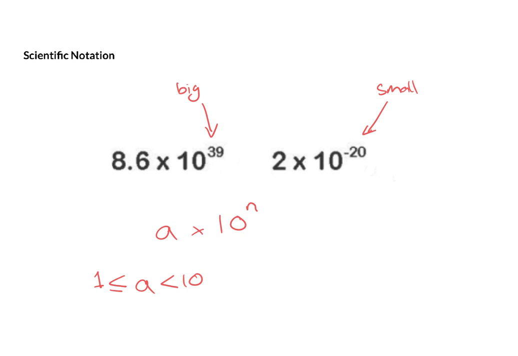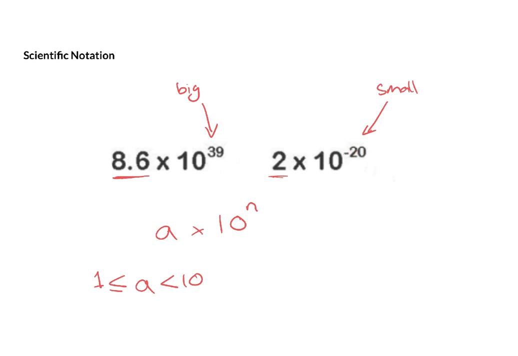So here we have both numbers written in scientific notation. So we have 8.6, that's between 1 and 10. And I have times 10 to a power, so it meets the requirements here. With the second one here, I have 2, which again is between 1 and 10, times 10 to a negative power, so it is in scientific notation.